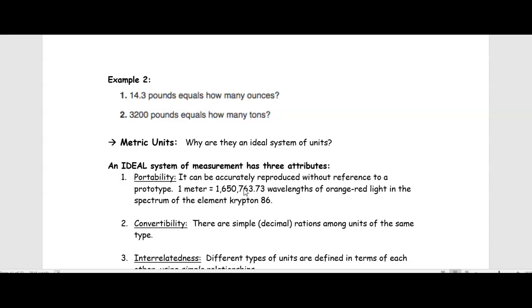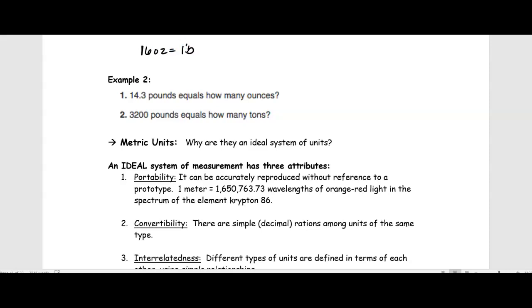All right, so we're going to work on example 2 in the 11.1 notes. The first question asks 14.3 pounds equals how many ounces? So the first thing you want to do is find a conversion between ounces and pounds. On the previous page under the weight section, we were told, and you can Google this as well, that 16 ounces equals 1 pound.